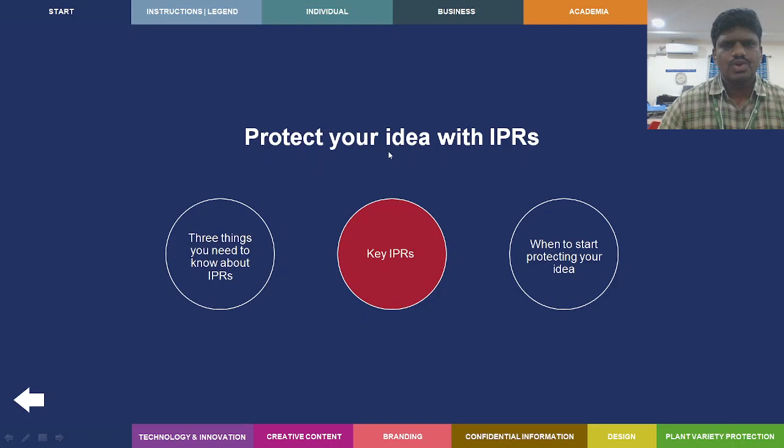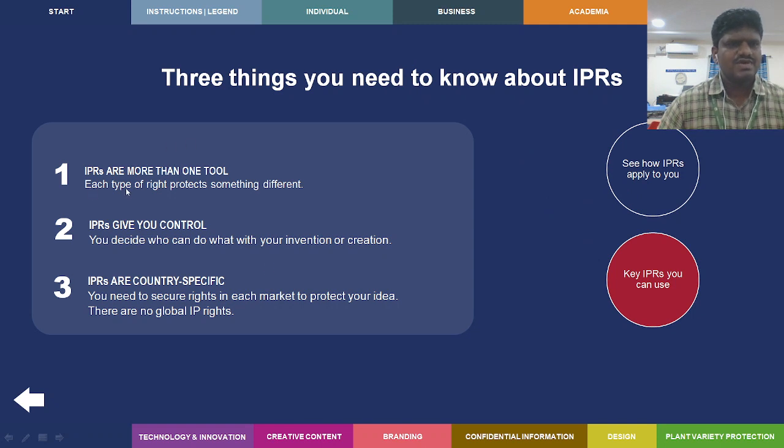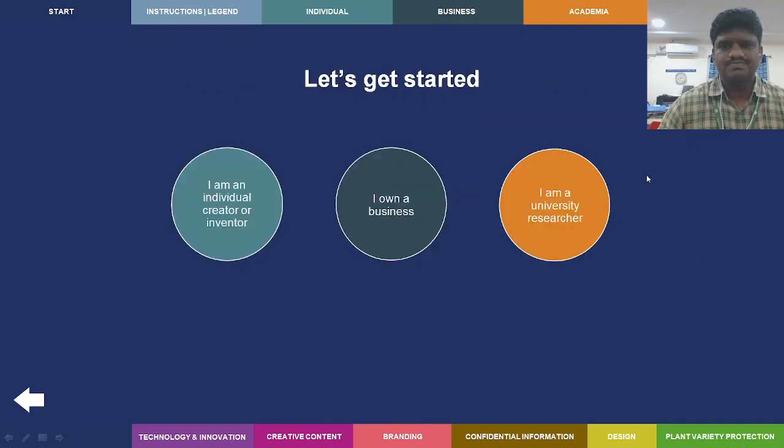Okay, so to protect your idea with IPRs, there are three things you need to know about IPRs. So what are they? First one is IPRs are more than one tool. IPRs give you control. IPRs are country specific, so it depends on the location also. See how IPRs apply to you. Very simple. Let's get started.